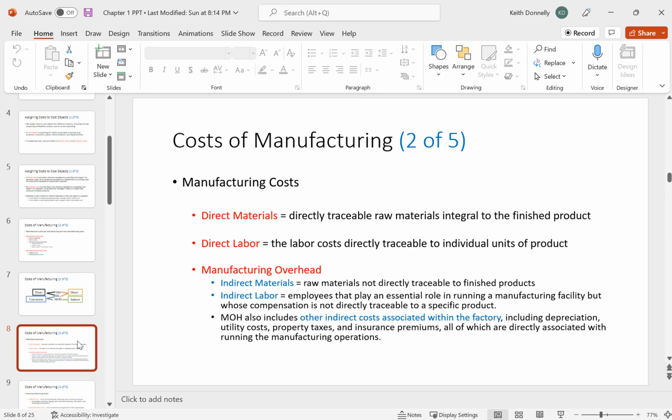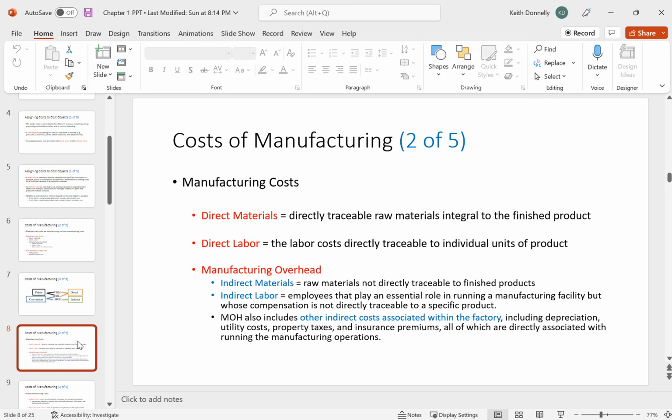And then as I have here, we also have other indirect associated costs that occur within the factory, or within the place that we're really making our product. So things like depreciation, utility costs, property taxes, insurance premiums.